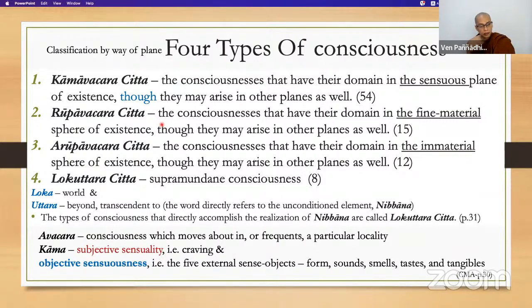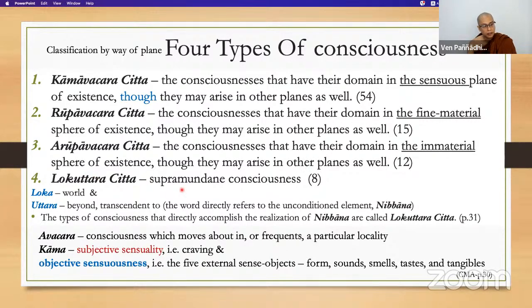So in this case, we can make the conclusion: although the kama vachara can arise in the rupa realm and arupa realm, and also rupa vachara can arise in the sensual plane sometimes, it is only a few cases. That's why we can give the names kama vachara, rupa vachara, arupa vachara, etc., according to the plane of existence. They occur mostly, or they occur frequently.